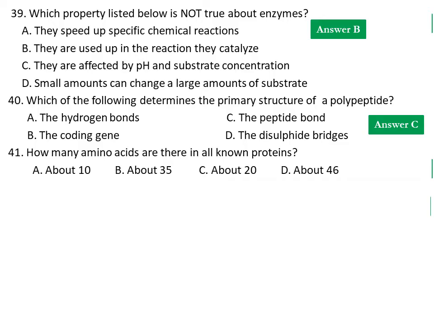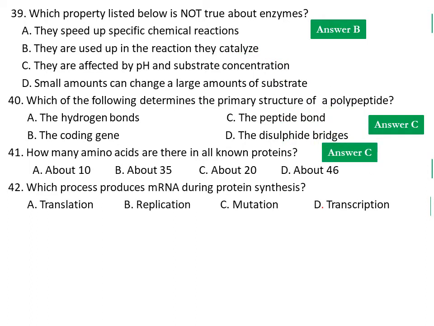Question number 41. How many amino acids are there in all known proteins? A. About 10. B. About 35. C. About 20. D. About 46. So the answer is C. About 20.